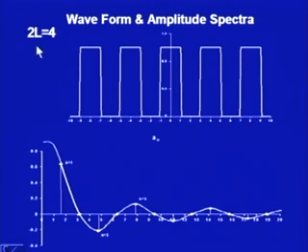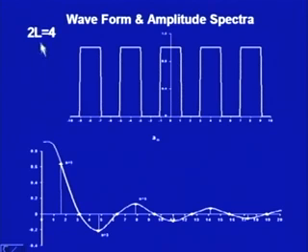Let us see this curve. First we have taken 2L as 4, so the waveforms are closer. This kind of function we were having. If I plot its amplitude spectra, that means I am plotting A_n versus n pi by L. A_n was 2 upon n pi times the modulus of sin(n pi by L).